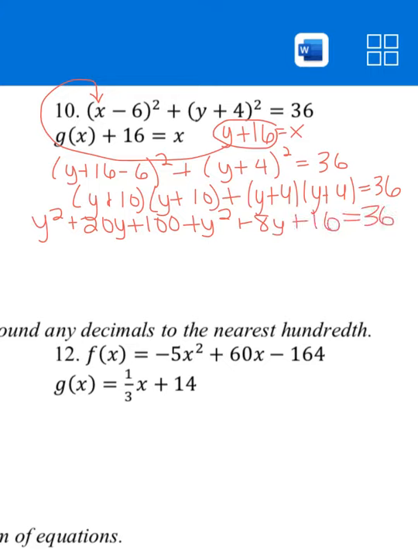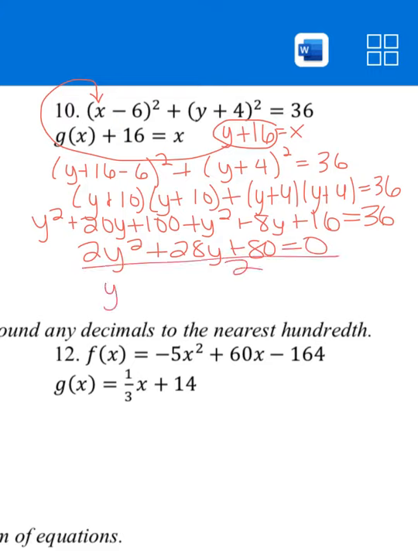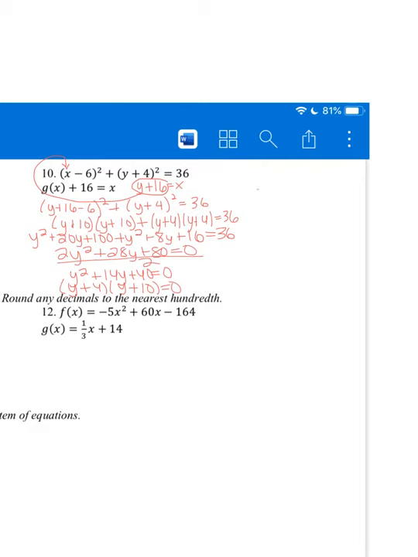I combine like terms and subtract the 36 to the other side. That gives me 2y squared plus 28y plus 80 equals 0. Everything is divisible by 2. Y squared plus 14y plus 40 equals 0. So when I factor this, I get y plus 4 times y plus 10 equals 0. That gives me my two y coordinates. Y would be equal to -4 and y would be equal to -10.